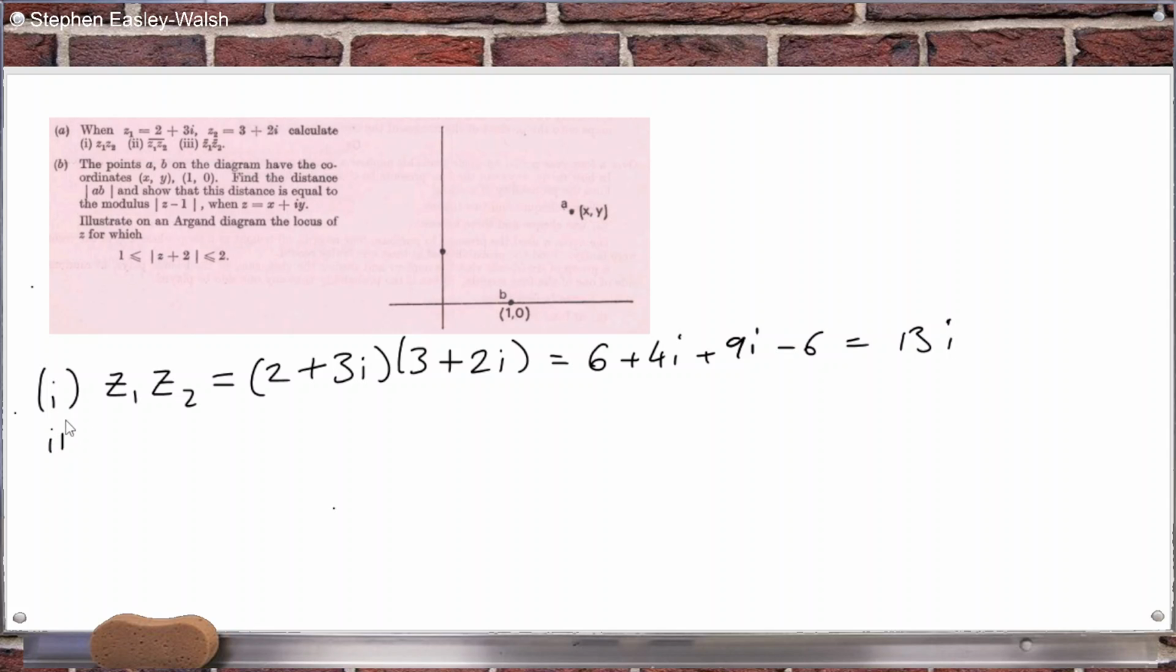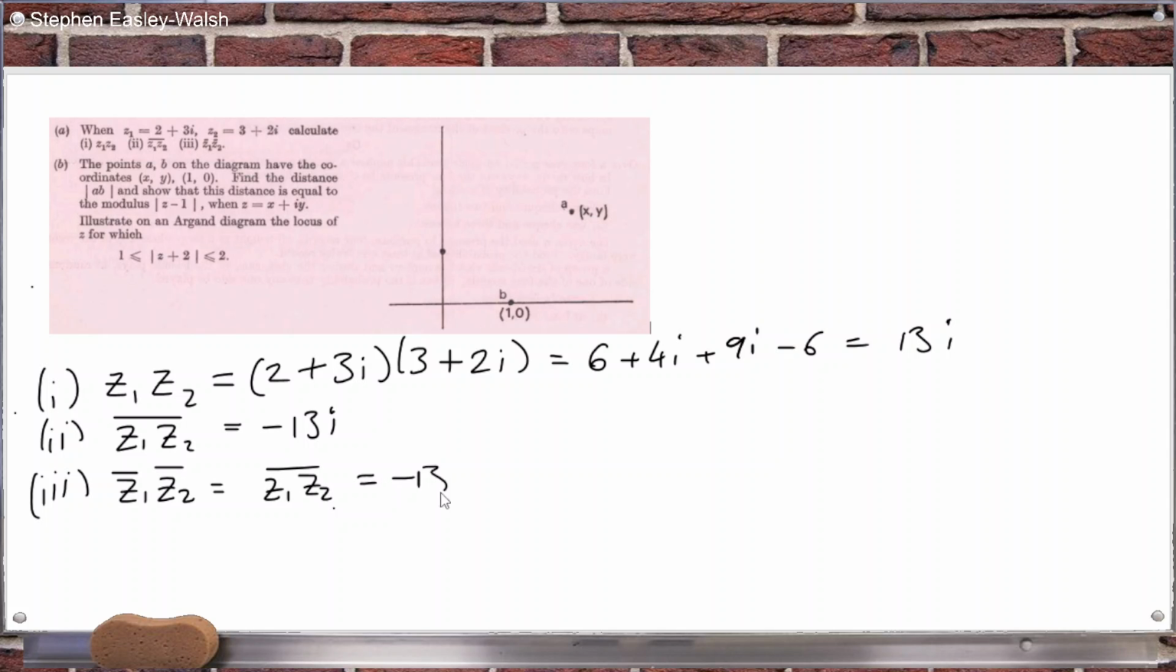Number 2, the conjugate of Z1 Z2. Well, we just calculated it right there, so it's got to be minus 13i. And then number 3, Z1 conjugate, Z2 conjugate. Well, that's the same thing as Z1 Z2 conjugate, which is minus 13i.